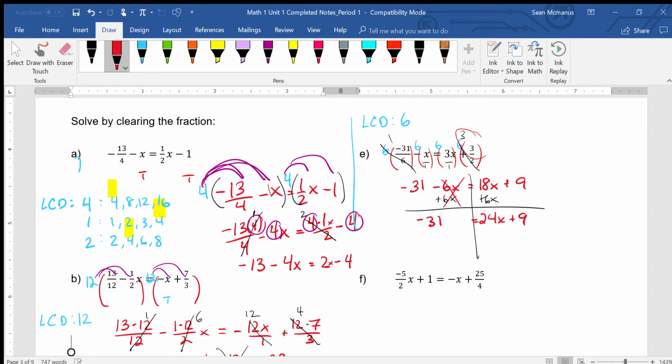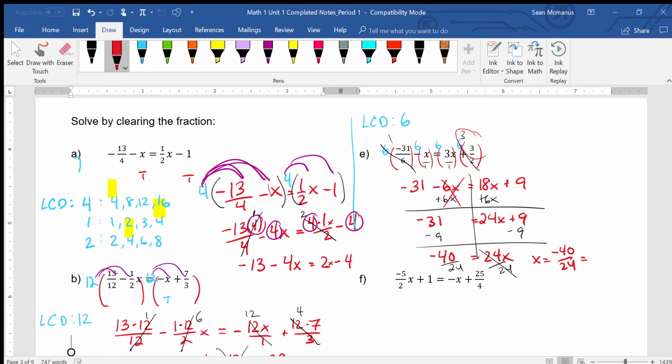Put this one away. And then I need to get rid of this 9 over here. And then divide away the 24. So I'm left with, I'm just going to write it this way for space, x equals negative 40 over 24.